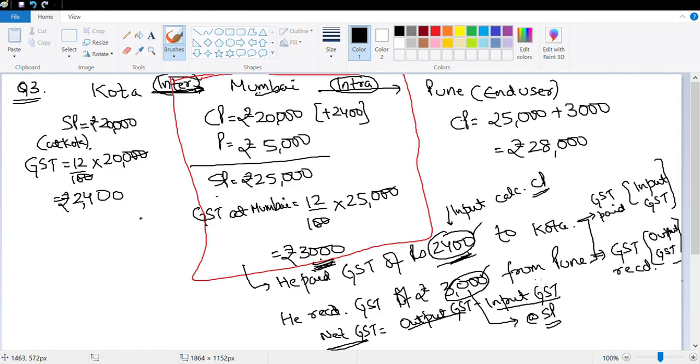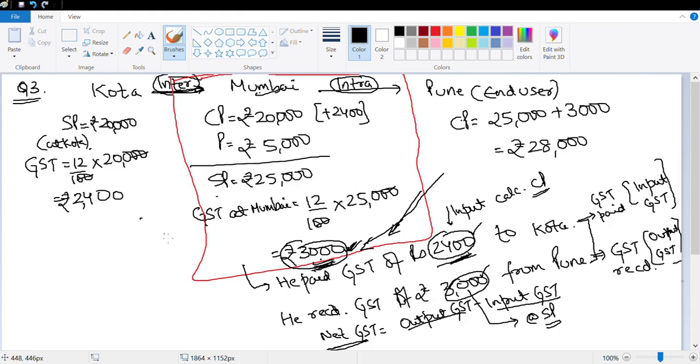So let's read the question. If the GST is 12% and profit made is 5,000, find the net GST paid by the dealer at Pune. So the net GST would be rupees 3,000. Right? So the net GST paid is 3,000. This is by the dealer at Pune, the end user at Pune. This is the GST paid at Pune. Thank you. Let's move on to the next question.